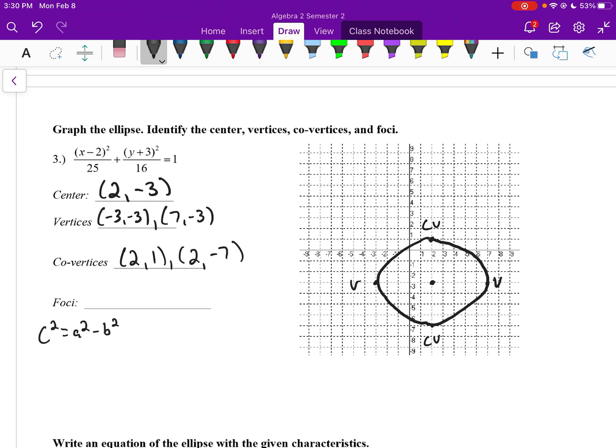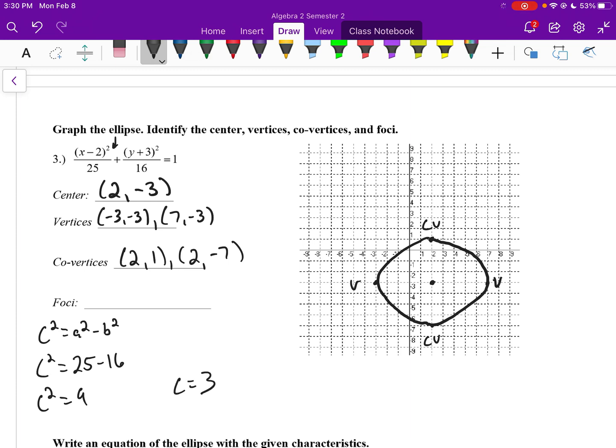Remember, it's always going to be opposite of the standard form in that c squared equals a squared minus b squared. Okay, so again, now a squared and b squared, in the case of an ellipse, a squared is always the larger one, so 25 minus 16. So keep in mind, you will always get a positive value for c squared in this case. So c squared is equal to 9, or c is equal to 3.